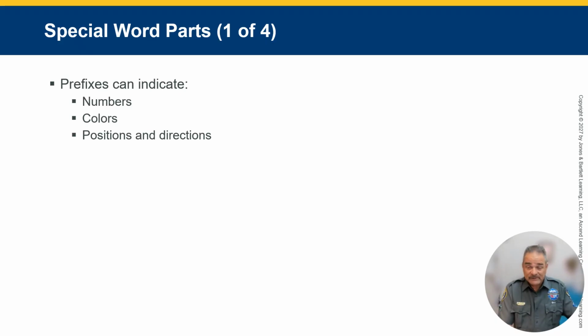Prefixes. Remember what a prefix is? A prefix is that indication or word. It's a special word part that comes before the root. Prefixes can be used to indicate numbers, colors, positions, and directions.